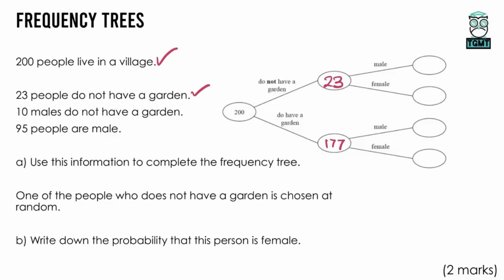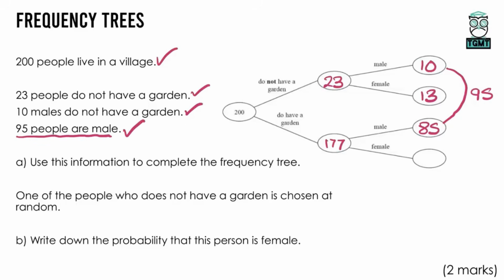So I'm looking at the do not have a garden route, and there are 10 males. I can tick that off. 23 take away 10 leaves us with 13. That now adds up to 23 on the do not have a garden route. It says 95 people are male. So this one here doesn't give me a number to put in straight away, but it does tell me that these two circles here that have the males in have to add up to 95. Well, I have 10 in that top circle, so this one has to be 85. And there we go, we've done with that.